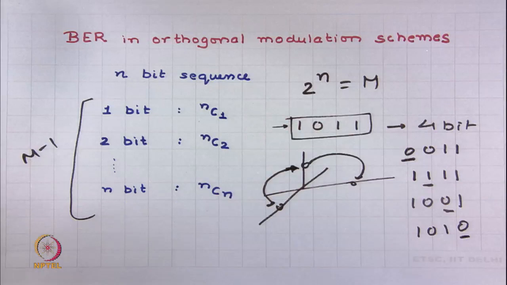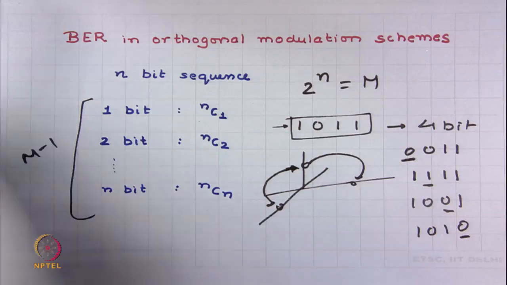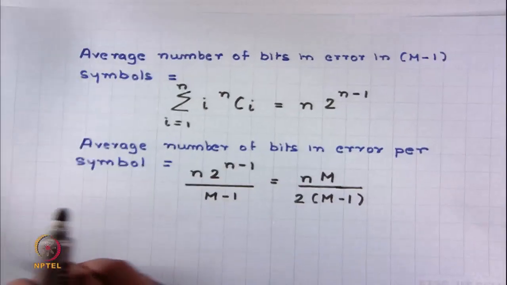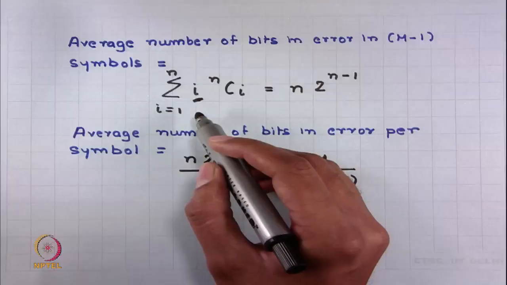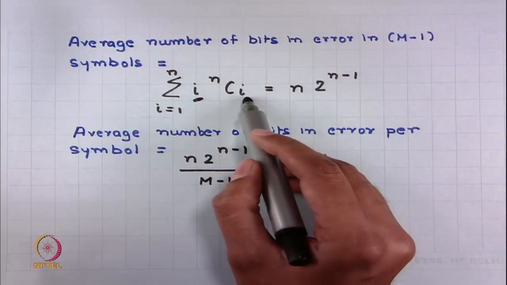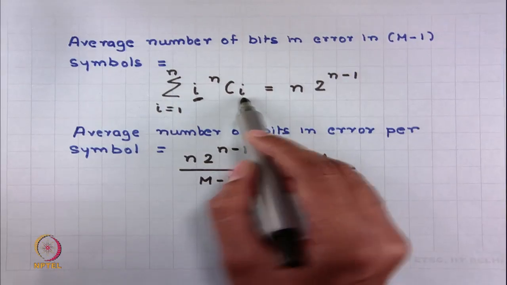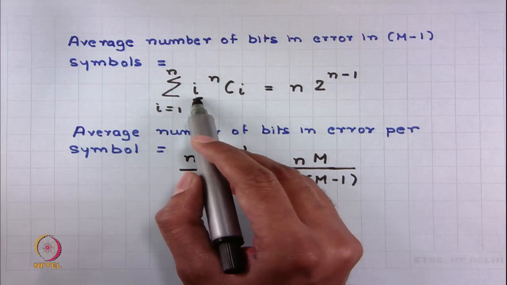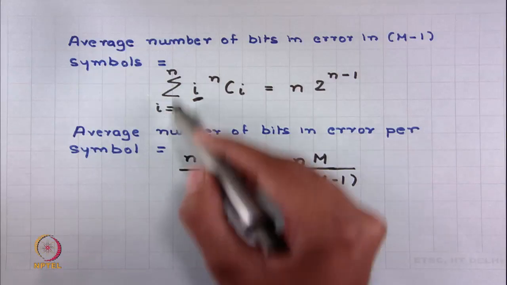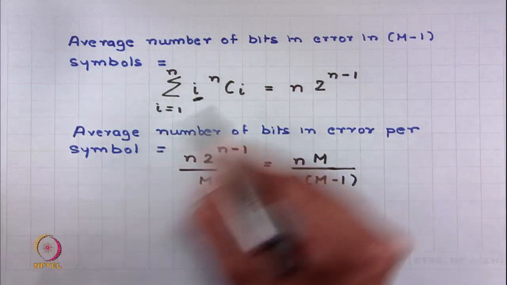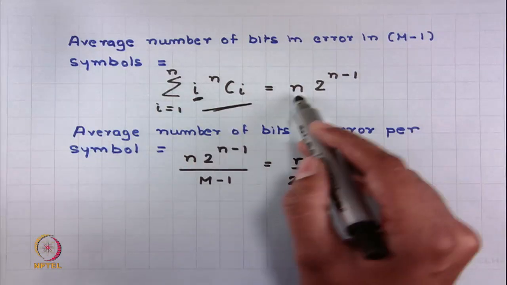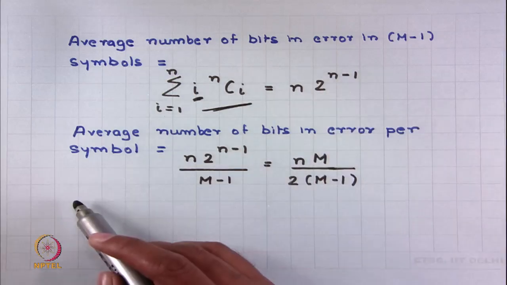So, from this basic simple idea, you can find the average number of bits in error in m minus 1 symbols. So, NCI symbols will differ by I bits, and you can find out the average number of bits in error by running this I from 1 to n. And this series is well known. This is simply n times 2 to the power n minus 1.